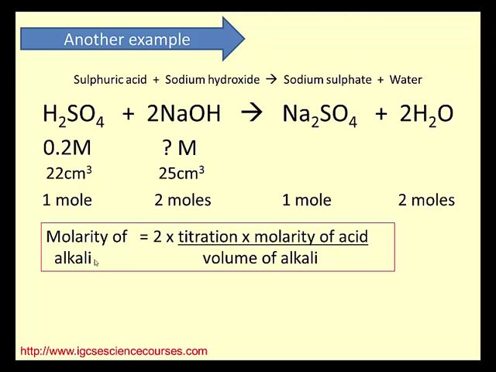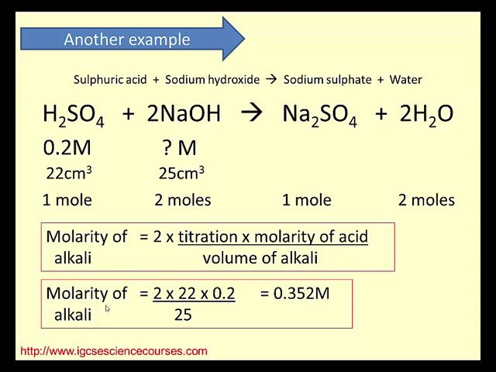Okay, so molarity of alkali, which we don't know. Now 2, your 2 goes there. Why is it 2? Well, because we've got 2 of these reacting with 1 of those. Okay, so 2 goes there. The titration we know, there. Molarity of acid we know, which is there. So volume of alkali we know, which is there. And put those all in, and we get this. We find molarity of alkali is 2 times 22 times 0.2 divided by 25, and the answer is 0.352 molar. So we now know the concentration of our alkali based on that equation.